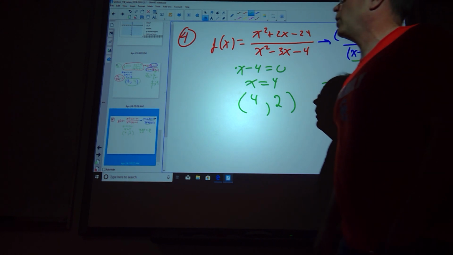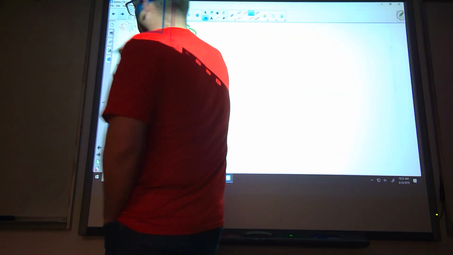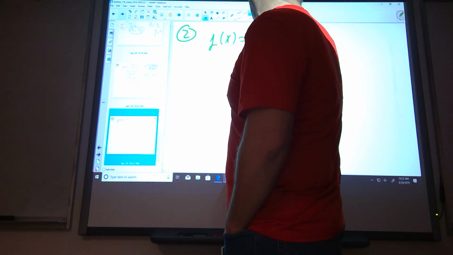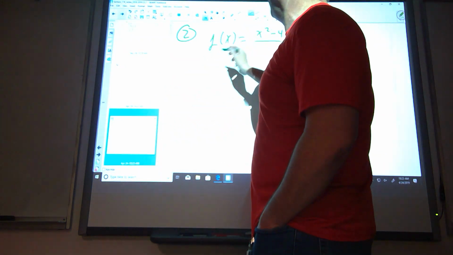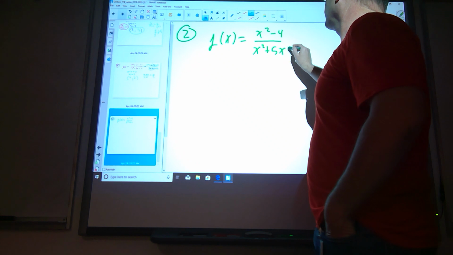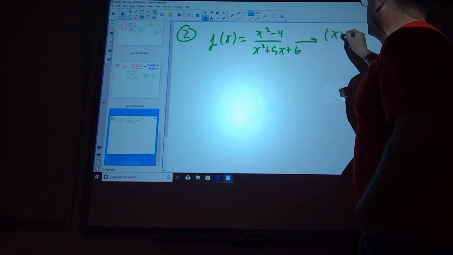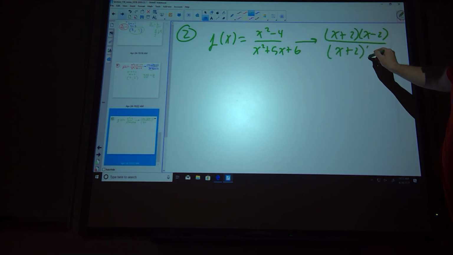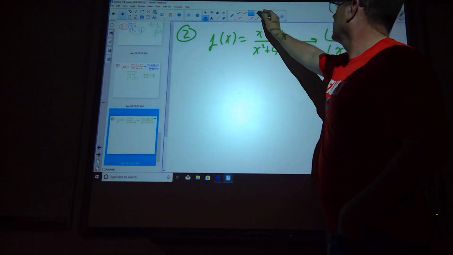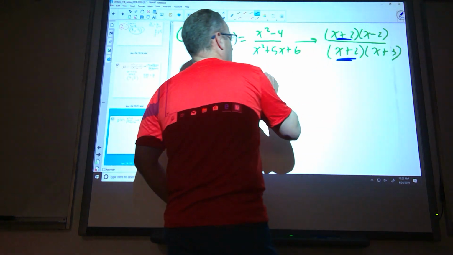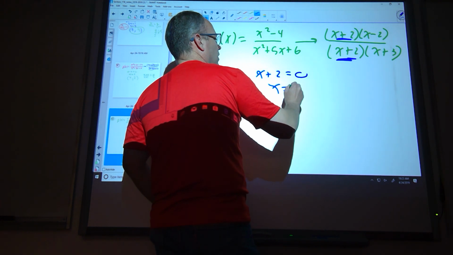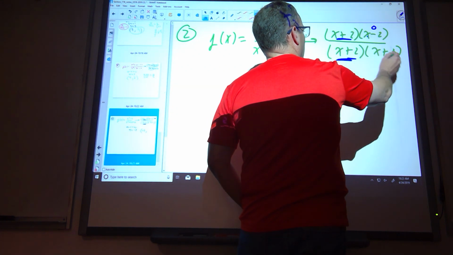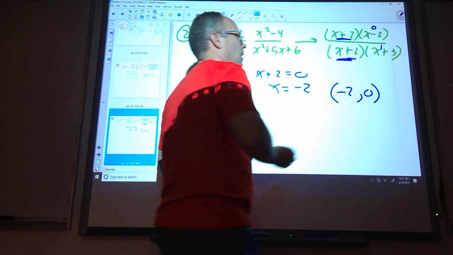And number 2 was also asked for. Number 2, f of x is equal to x squared minus 4 over x squared plus 5x plus 6. The top is a difference of 2 squares, so x plus 2 and x minus 2. And I bet you one of those is going to be a factor of the bottom, and lo and behold, yes it is. So at x plus 2 equals 0, solve it. So at negative 2 comma something. Plug negative 2 into that: negative 2 minus 2, that's 0 over 1. So at negative 2 comma 0, we would have a hole.